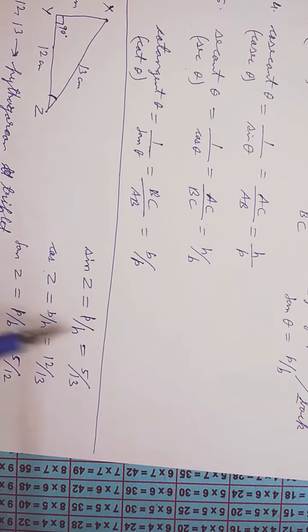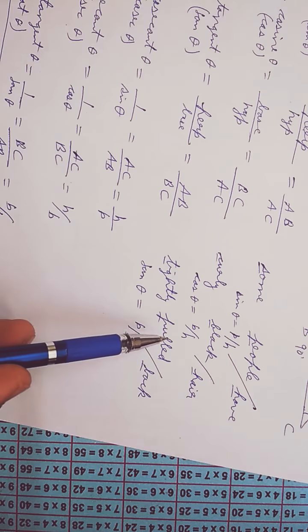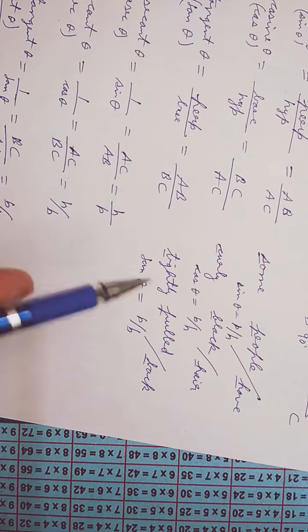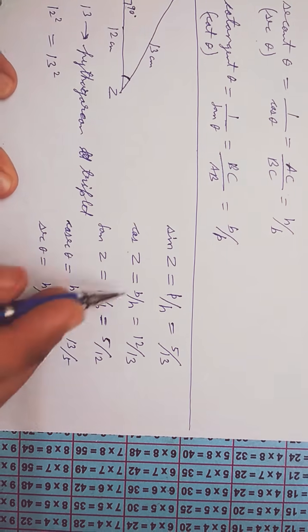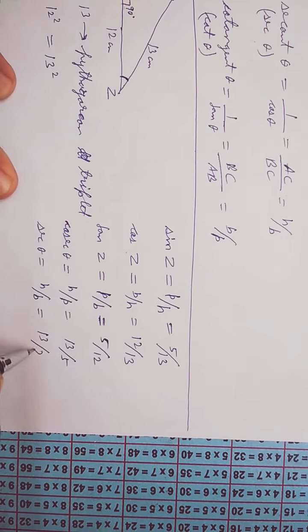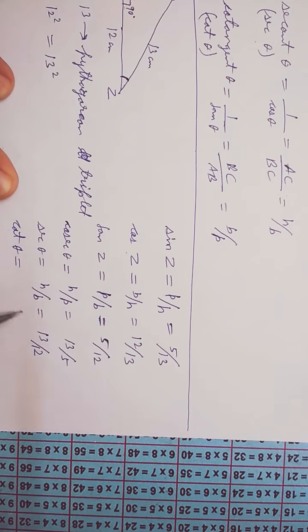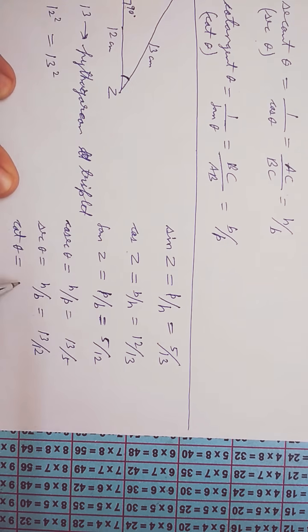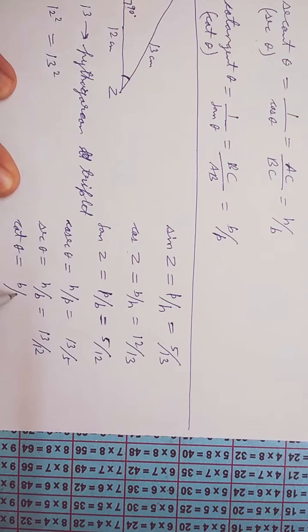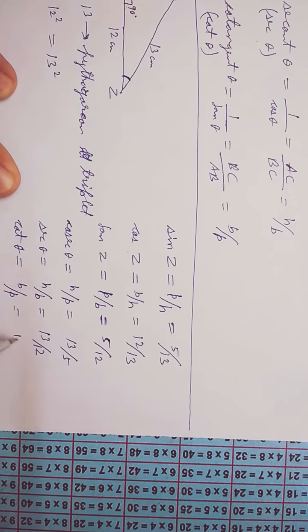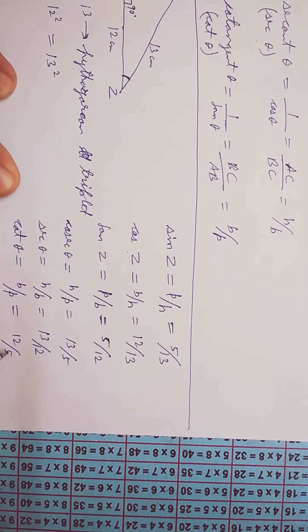Now with these ratios, you can easily remember with this statement. So try to remember it, and it's very easy to remember also. Sec theta is H by B, so this shall be 13 by 12. And cot theta, the last one: tan was 5 by 12, P by B, so this shall be B by P, and this shall be 12 by 5. Done. Easy.